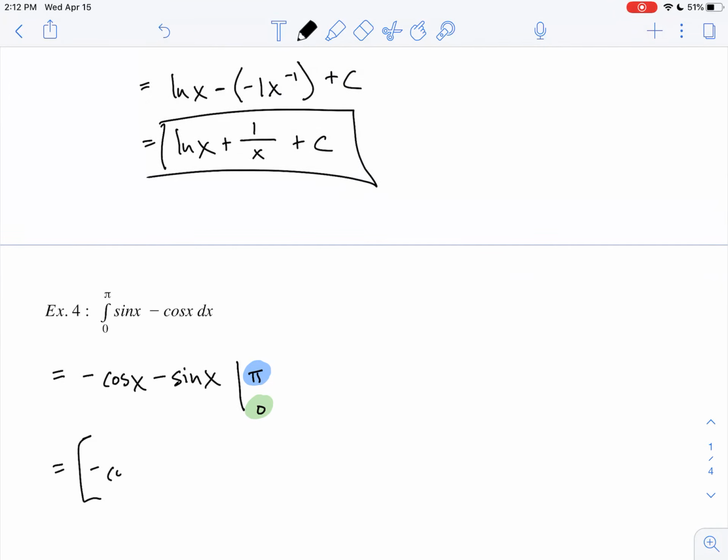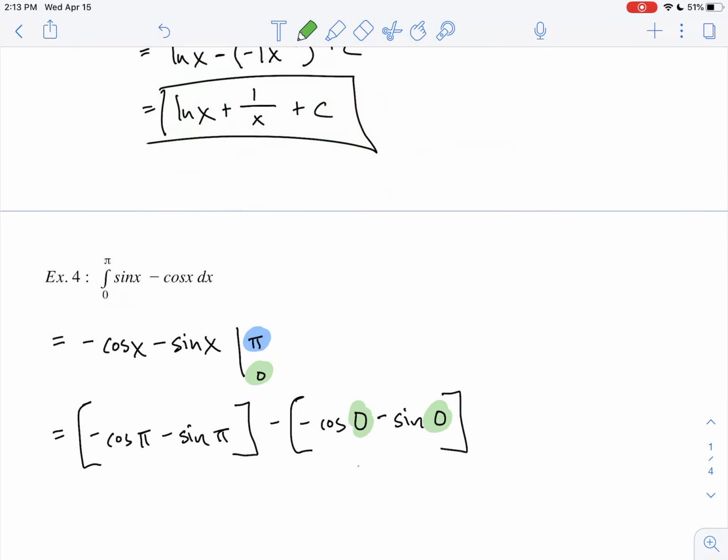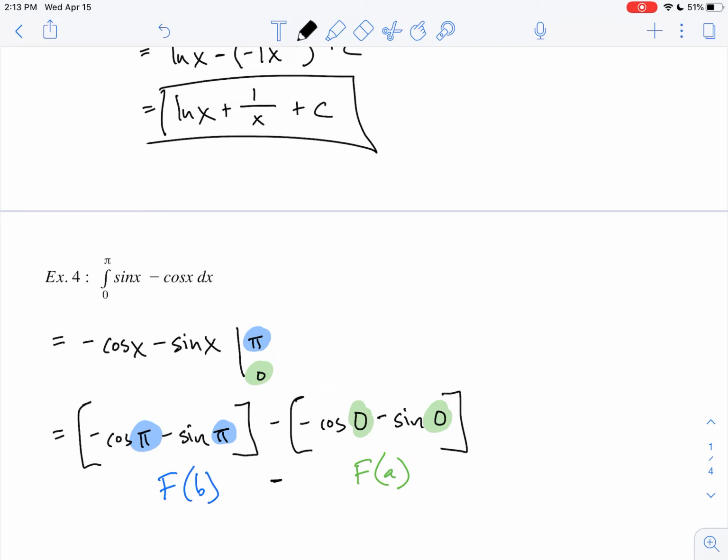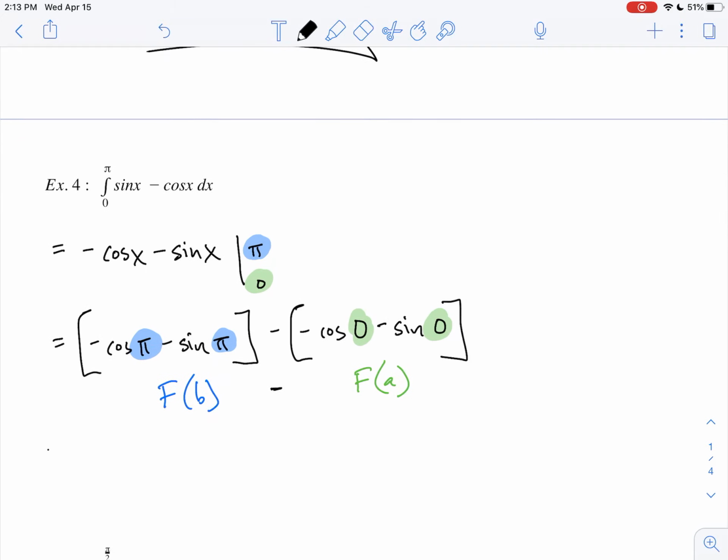I put the b at the top and the a at the bottom. And this b is going to go in first, minus this a is going to go on the bottom. So negative cosine pi minus sine pi minus negative cosine 0 minus sine 0. And again, the zeros give you the f of a, right? I plugged in that bottom bound. And then the pi's here, it's the f of b. And then that fundamental theorem of calculus part 2 says we subtract those.